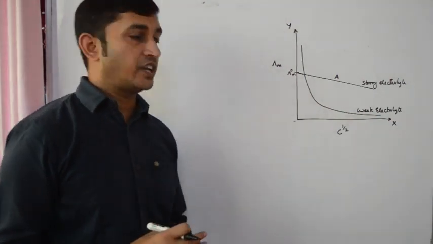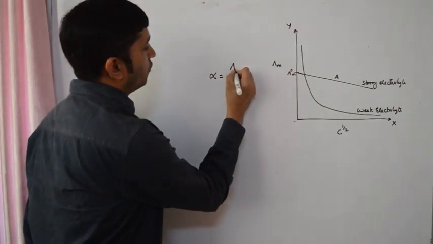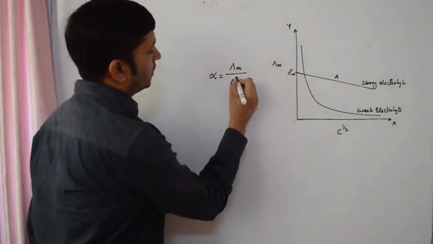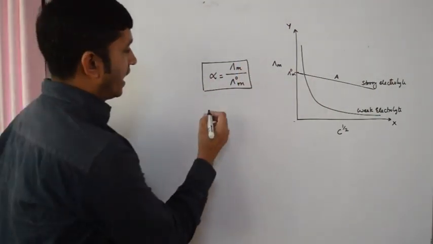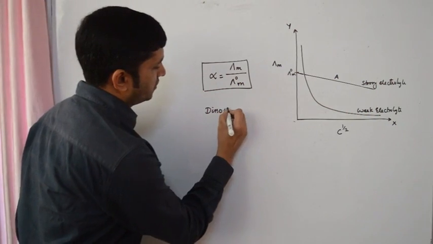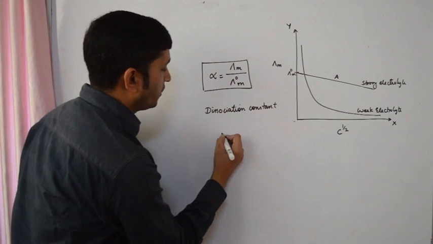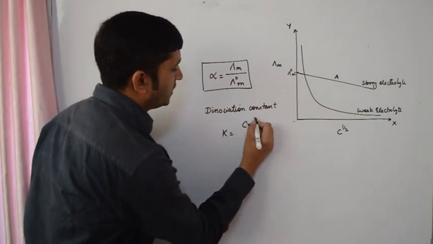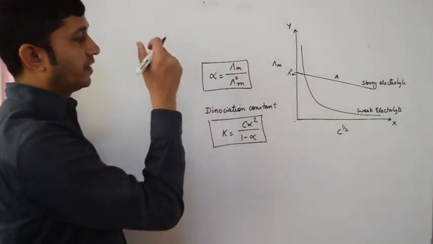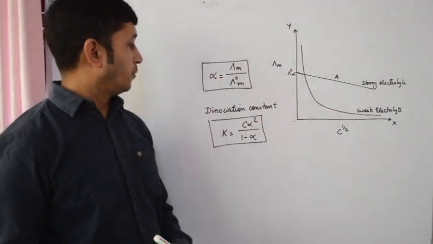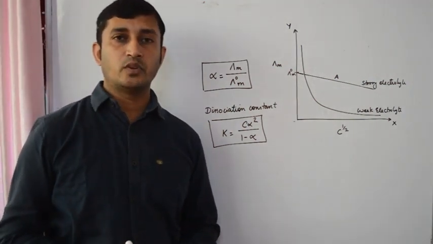The degree of dissociation of any weak electrolyte can be determined by the ratio of molar conductivity to the limiting molar conductivity. Also we can calculate dissociation constant by using the formula K is equal to C alpha square upon 1 minus alpha. Alpha we can determine from here. Now let us see a numerical based on calculation of degree of dissociation and limiting molar conductivity.